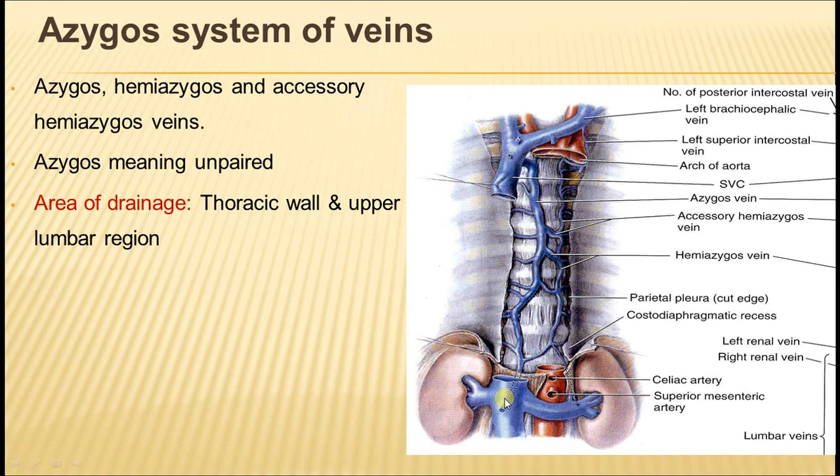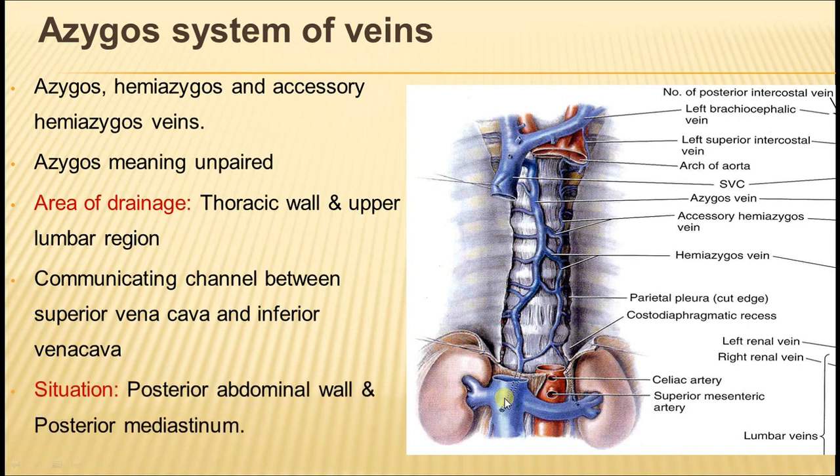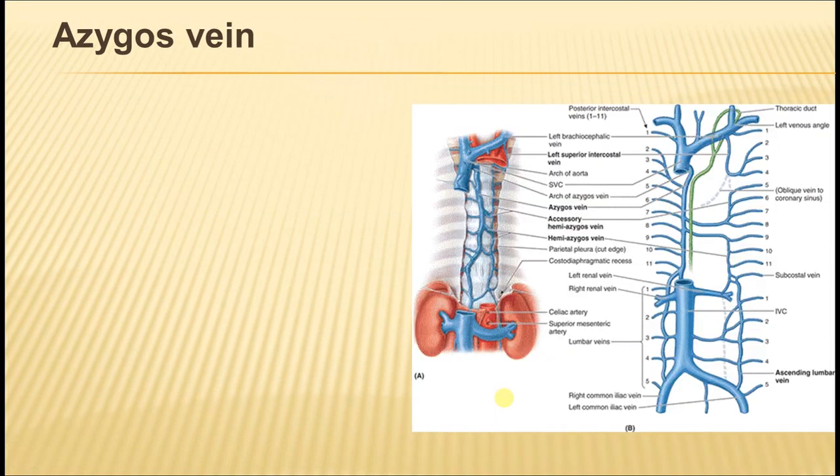Now let us discuss the Azygos vein first, in the Azygos system of veins. As it is a content of the posterior abdominal wall, the Azygos vein is formed, or originates, in the posterior abdominal wall. Only then does it enter the thorax. It is mainly formed by the union of the subcostal vein and the ascending lumbar vein.